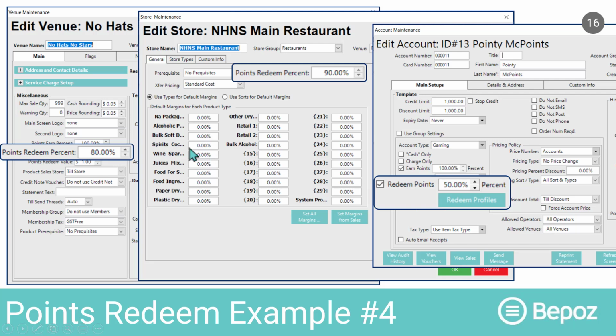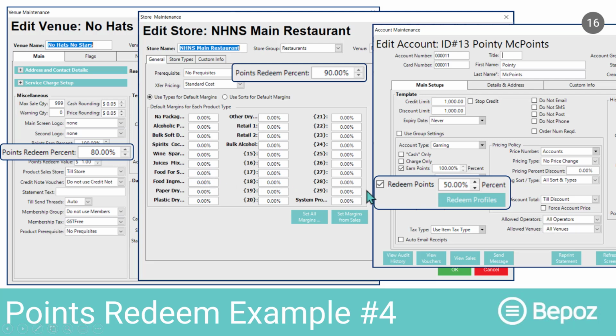And don't worry, for all the mathematicians out there, the reverse is true too. If some of the redeem percentages are under 100%, fewer points would be needed for redemption. So this one's probably an extreme example, with a venue, store, and the account holder's redeem percentages all being under 100%, but still just simple multiplication of percentages here.